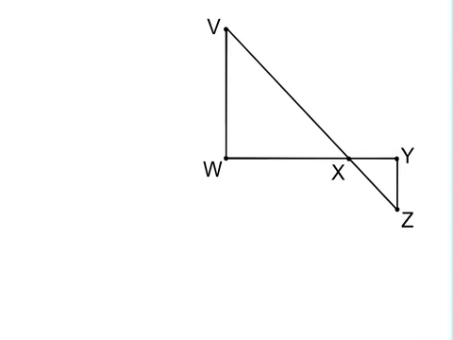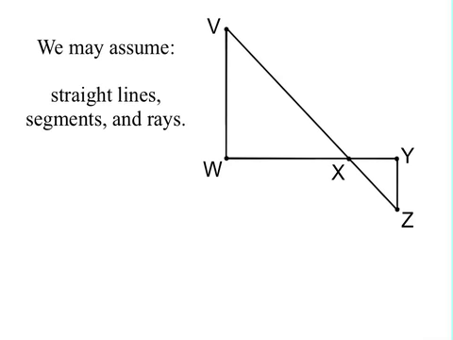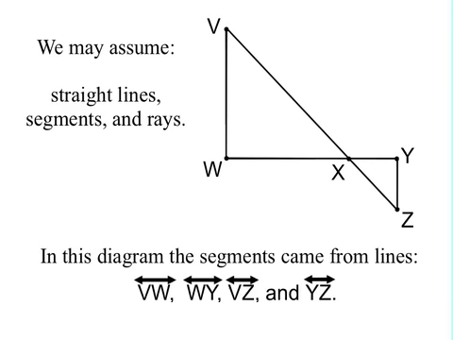Here's a diagram. If you're working on a complete course in geometry, you'll look at a lot of diagrams. And here's what we may assume when looking at a diagram. We can assume straight lines, segments, and rays. And in this diagram, we have several segments. I count 4. And the 4 segments come from lines VW, WY, VX, and YZ.